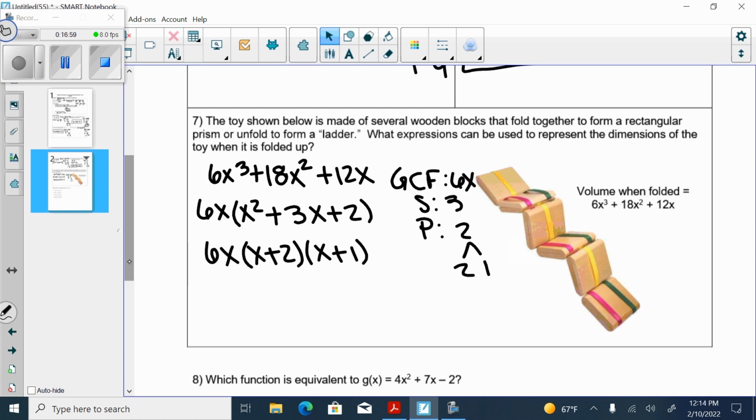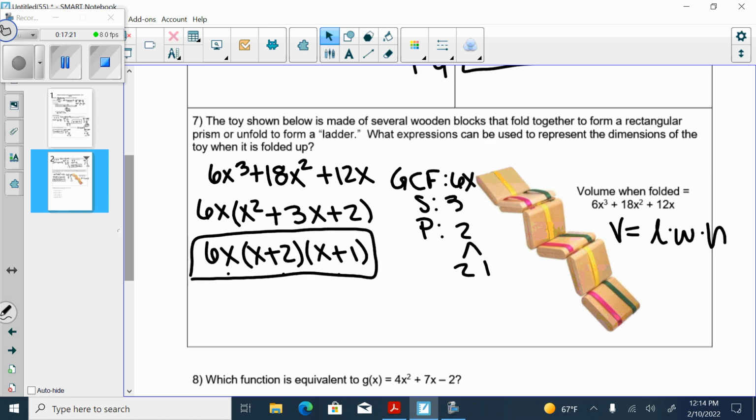Okay? And we should know that to find volume, the formula is length times width times height, right? So, when we broke it down, did we find a length, a width, and a height? Yep. So we must have factored correctly because we did come up with 3 measurements.